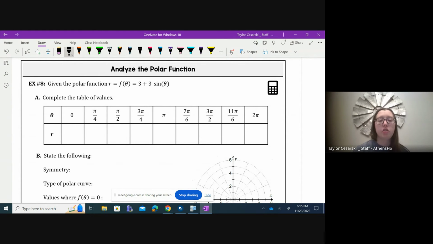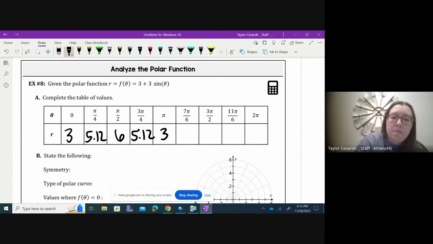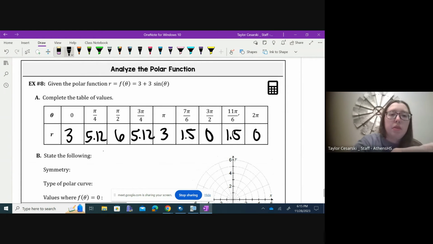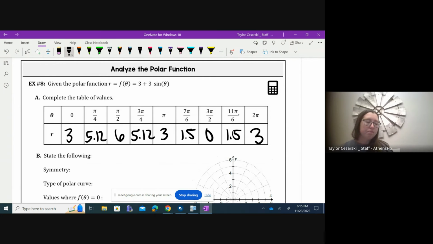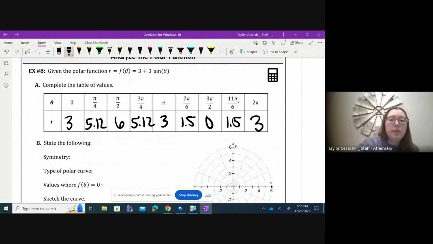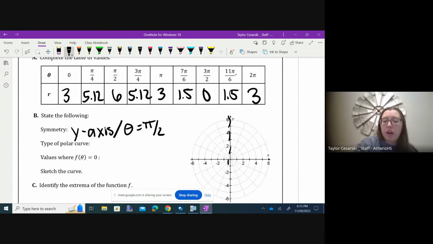Hopefully you've paused it, you've tried it. Oh, not 1.50. That last one should be 3. All right, so this is what it should look like. So the symmetry, because it's a sine, that's going to have y-axis symmetry. You'll also see this written as theta equals pi over 2 symmetry. If we think about where pi over 2 is, that is the y-axis. So sometimes they word it that way instead.